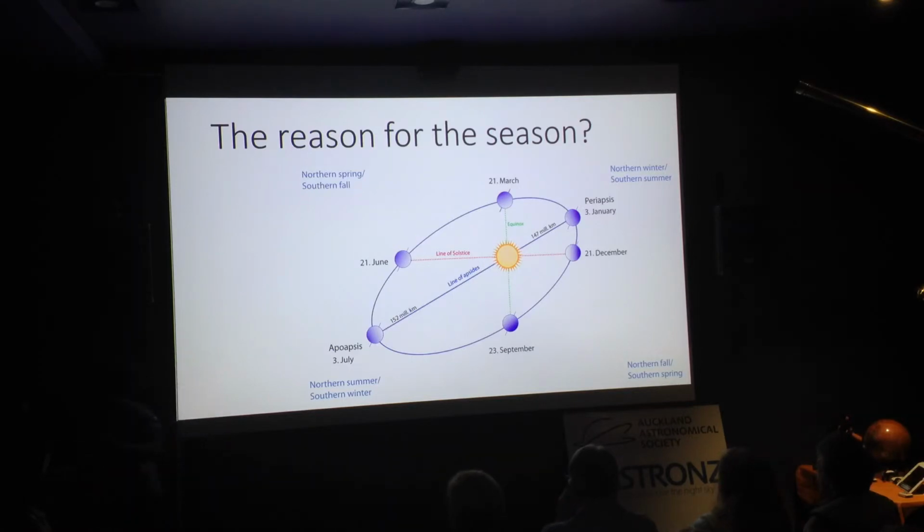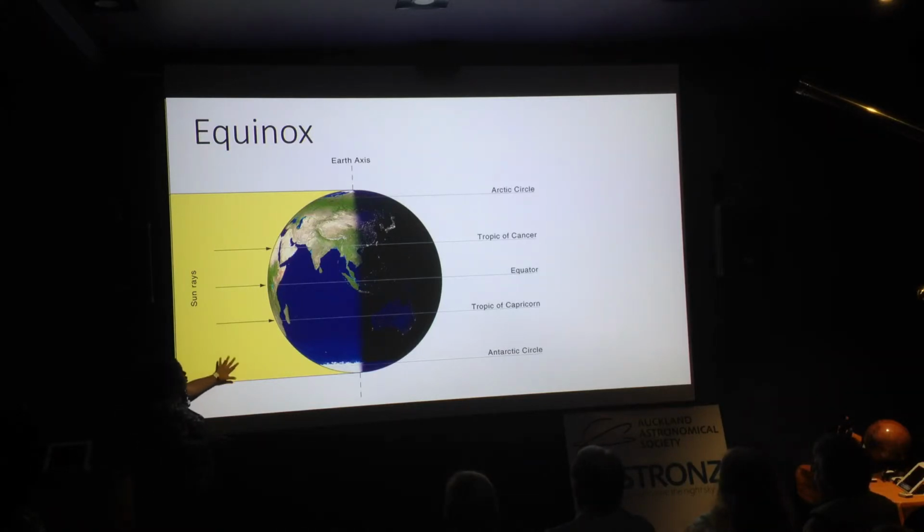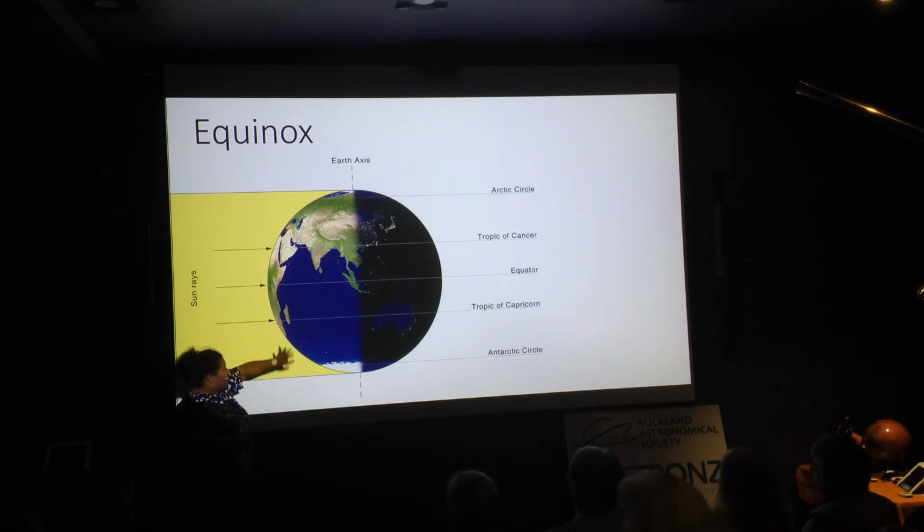And in order for you to see that, you've got to take the Earth in this perspective and see if we were at equinox, which happens twice a year. So for us, that is in September and March. That is when the rays of light from the sun hit directly over the equator, and we get equal amounts of day and night, roughly.